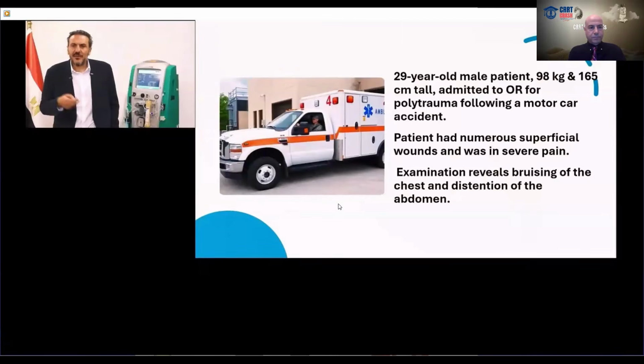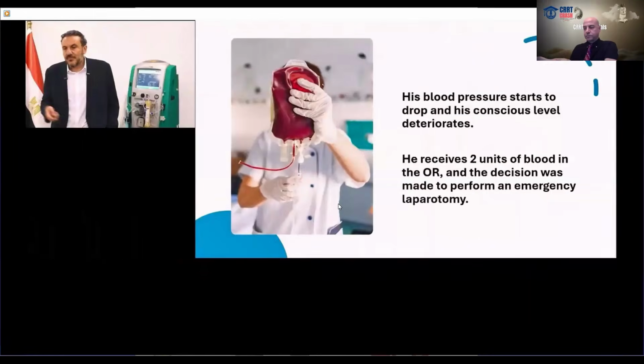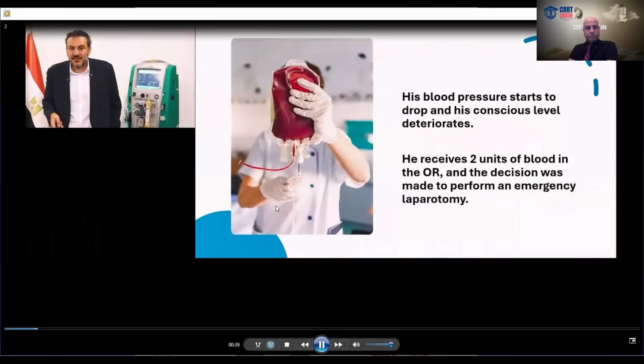Typically a 29-year-old male patient, 98 kilos, 167 centimeter tall, admitted to the emergency room, polytrauma following a motor car accident. Patient has numerous superficial wounds, severe pain, bruising of the chest, distension of the abdomen. CT reveals lacerated liver, ruptured spleen, subclinic hematoma, chest X-ray reveals broken ribs, right-sided hemothorax. Blood pressure starts to drop and his conscious level deteriorates. He receives 2 more units of blood in the emergency room. The decision was made to perform an emergency laparotomy.